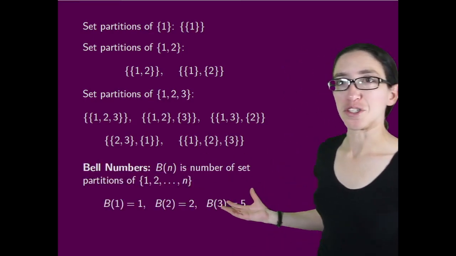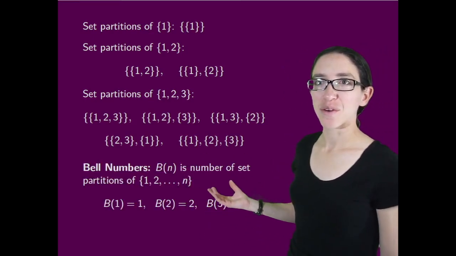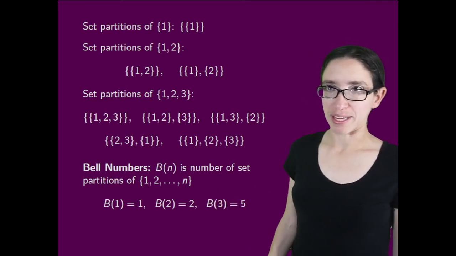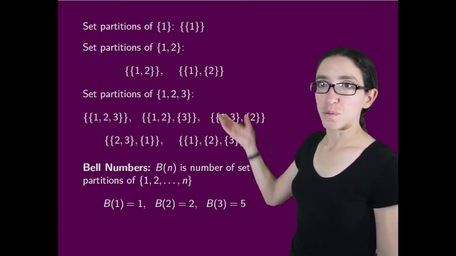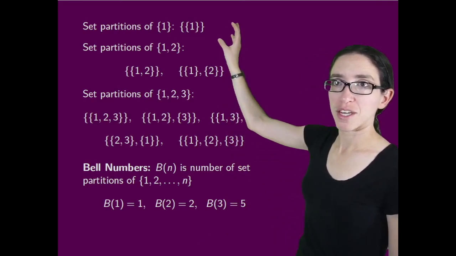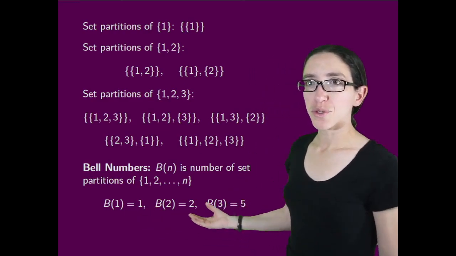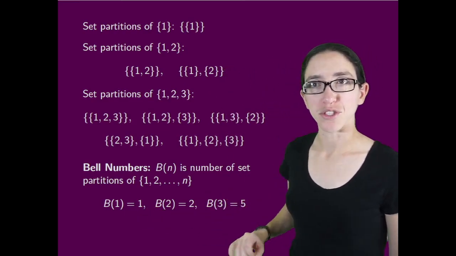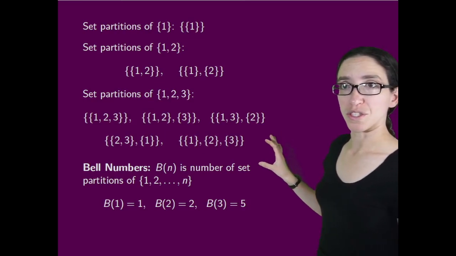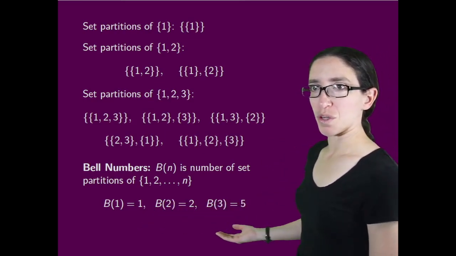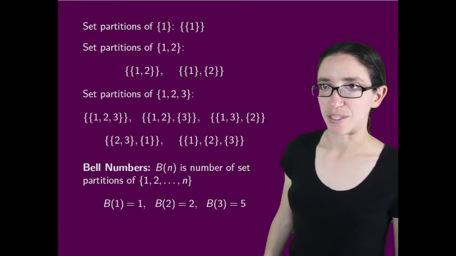Now, the Bell numbers are a famous sequence in mathematics that count the number of set partitions of 1 through n. They do have some nice formulas that we may get into later in the course, and for now, we've just calculated the first 3 Bell numbers. There's one set partition of {1}, so B(1) equals 1. B(2) is 2, because there are 2 set partitions of {1, 2}. And there are 5 set partitions of {1, 2, 3}, so B(3) equals 5. So the first 3 Bell numbers are 1, 2, and 5, and it's a very nice sequence in general.